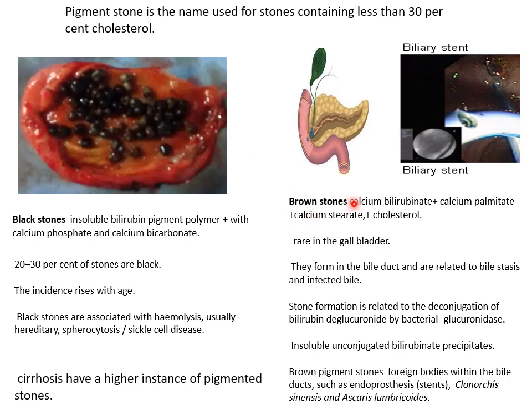Coming to brown stones, they have calcium bilirubinate, calcium palmitate, stearate plus cholesterol. One important thing, they are rare in the gallbladder. They form in the bile duct, which is already infected. So the villain is not the gallbladder there. The bile duct is already infected, or you have stents there, which are foreign bodies, or you have parasites in the biliary tract. So they form there.